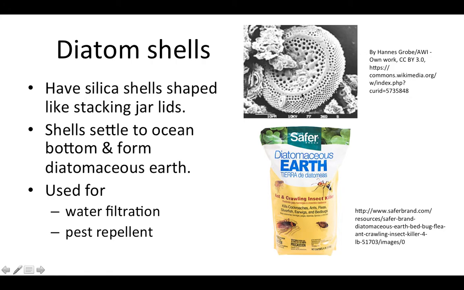That's going to be important for how humans use diatom shells. When diatoms die, then their shells oftentimes settle down to the bottom of the ocean, and we can get huge collections of these shells, which form a material called diatomaceous earth. And then we can collect that diatomaceous earth and use it for various purposes. Two places where you might see it used or even buy it. The first one is water filtration. So if you have a pool pump, for example, you may need to fill it with diatomaceous earth.